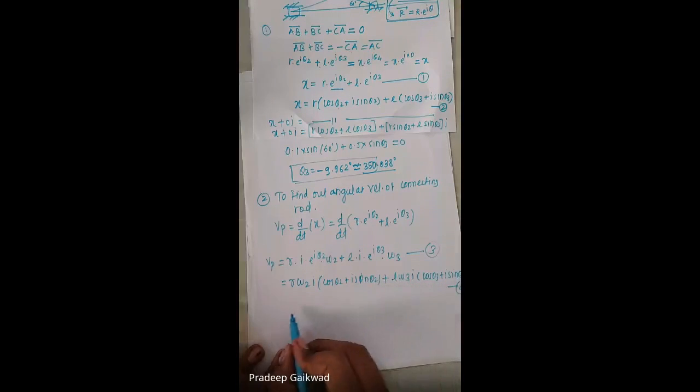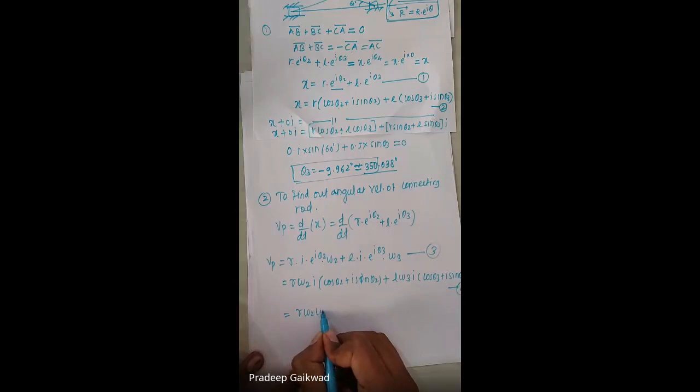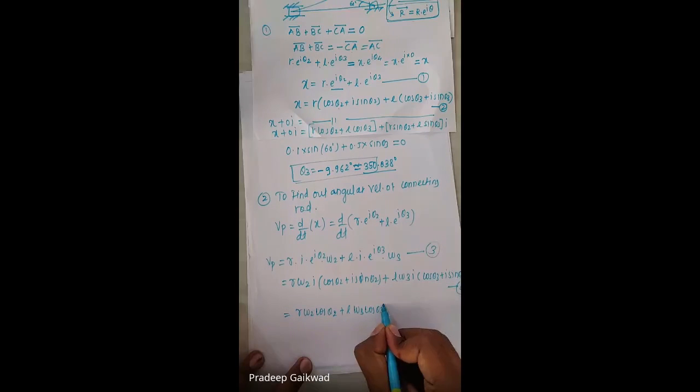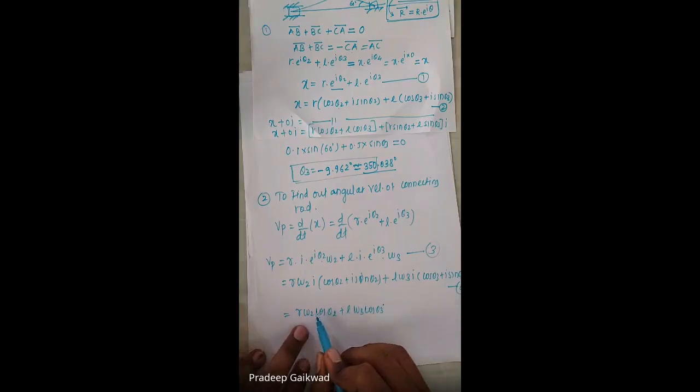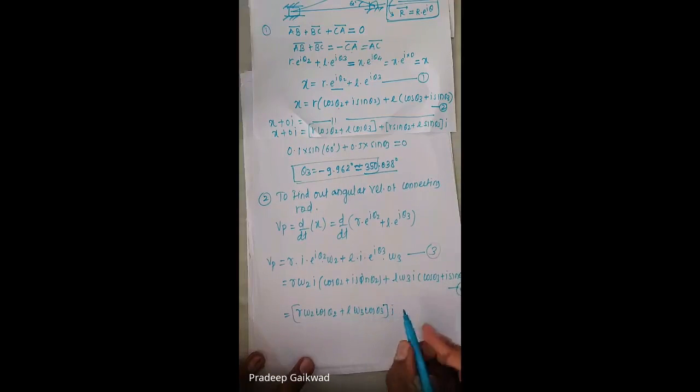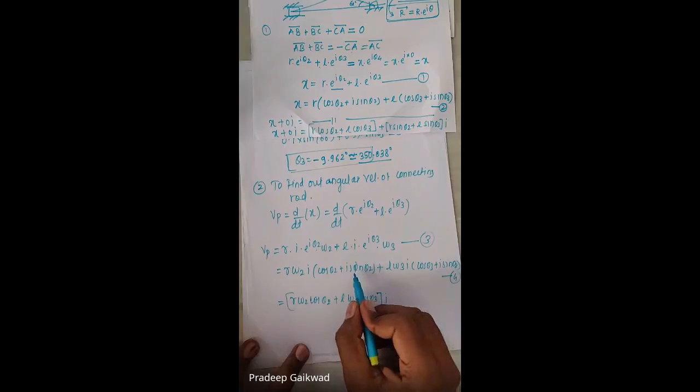I'm saying separate real and imaginary parts. So what we can do here is, if I separate this out, it is R omega 2 into cos theta 2 plus L omega 3 into cos theta 3, that is your imaginary part, into i. And this i into i is minus i square, and i square is minus 1.